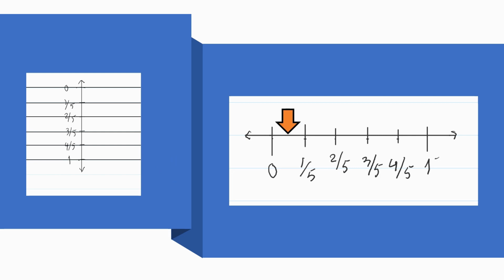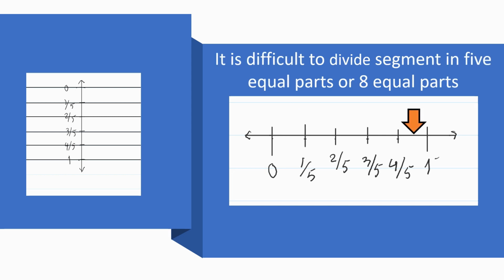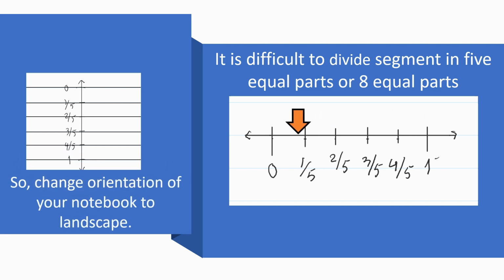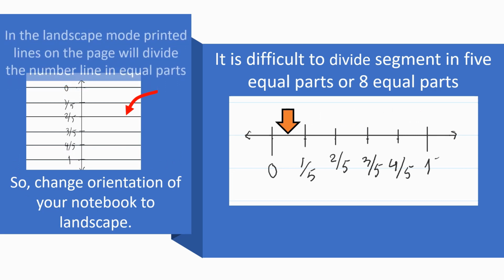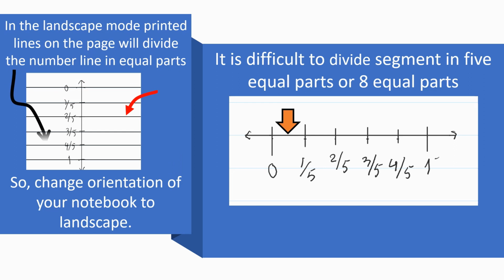In the next question, we are going to divide segments in 5 equal parts. It is difficult to divide segment in 5 equal parts or 8 equal parts. So change orientation of your notebook if required. Change orientation to landscape mode. In the landscape mode, printed lines on the page will divide the number line in equal parts.